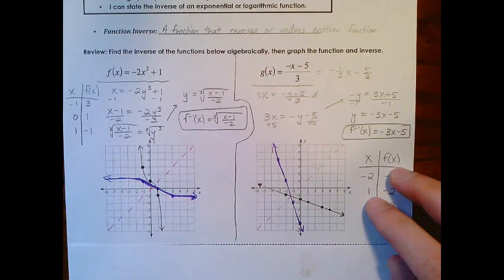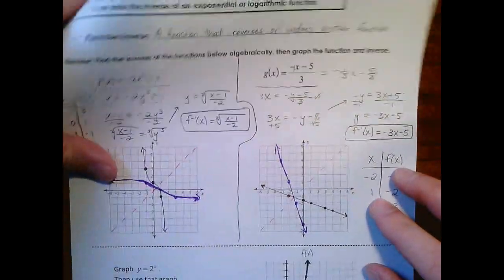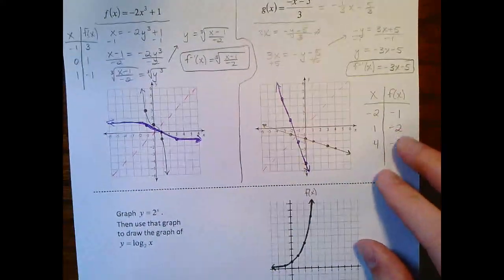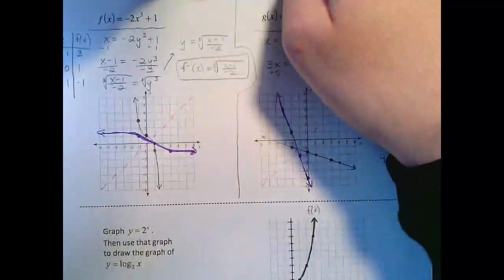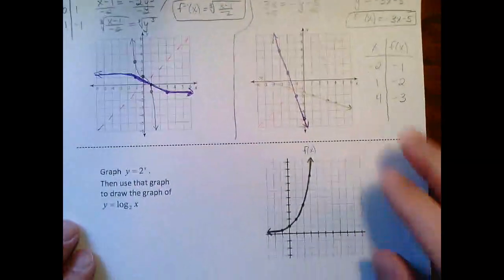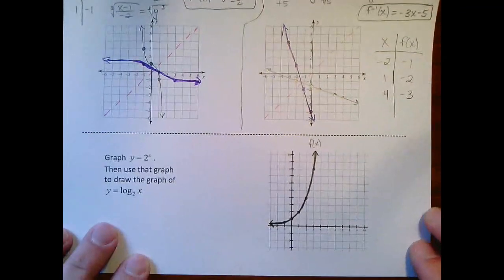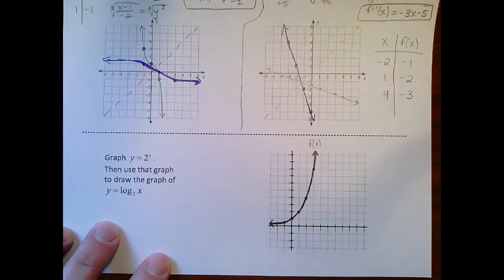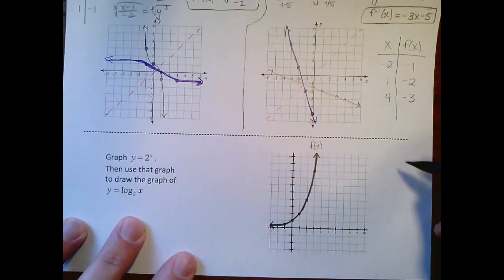So without further ado, on the bottom of your page, you'll see one of the main examples for today. And one of the main examples for today is can I graph exponentials, and then can I also use those graphs of exponentials to talk about logarithms. So here you have graph y equals 2 to the x, which is exactly the graph that I have here. How did I get to this graph? It's actually not that hard to do.